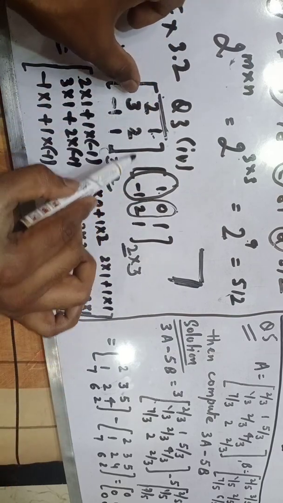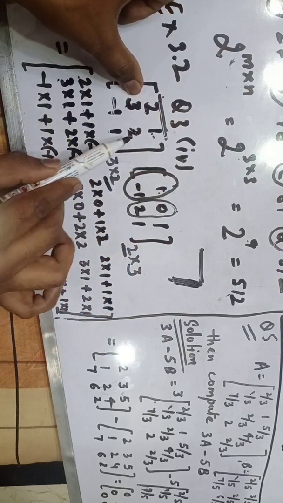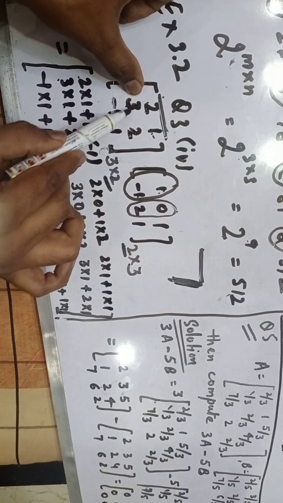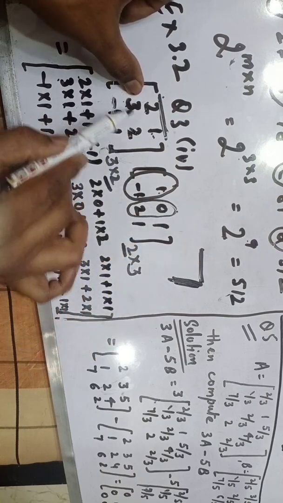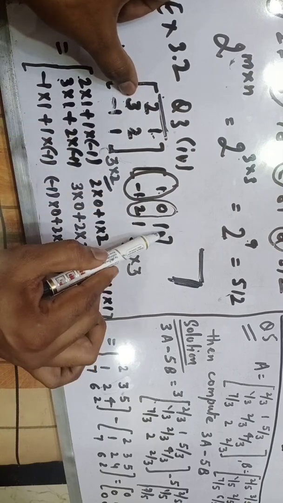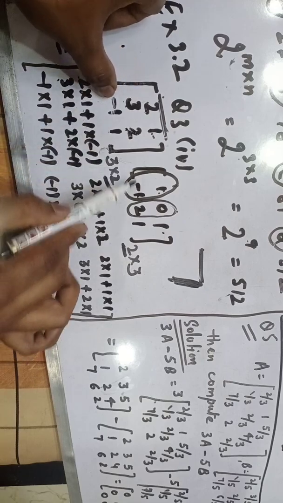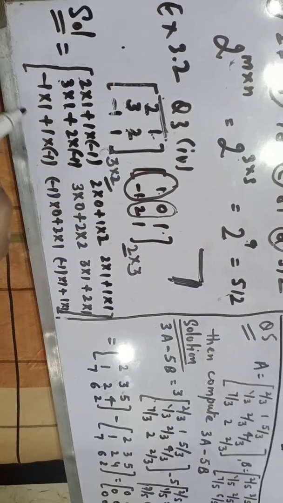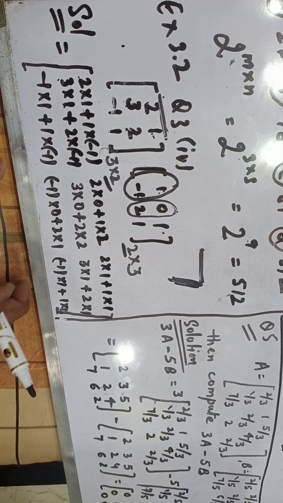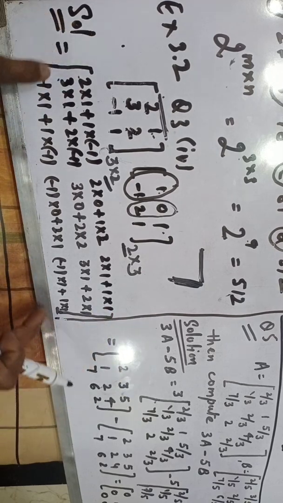Similarly, take second row, first column: 3 into 1, plus 2 into minus 1. Again the same: 3 into 0, plus 2 into 2, then 3 into 1, plus 2 into 1. And in the similar way, you have to write all the elements, and the matrix which you will obtain will be like this.